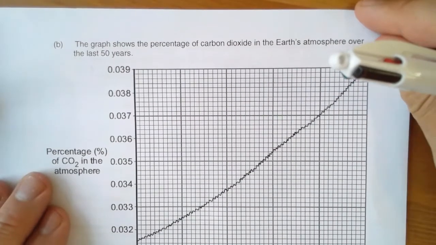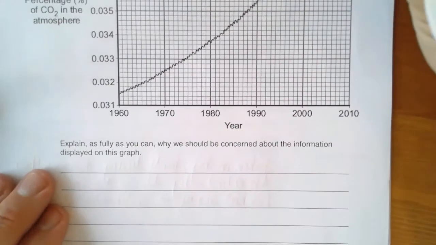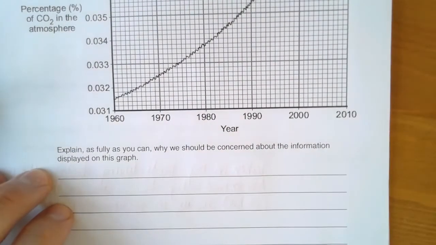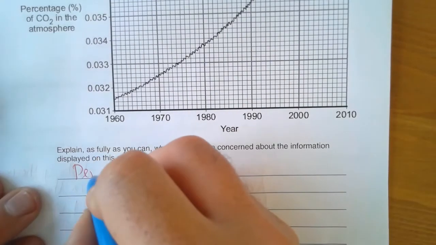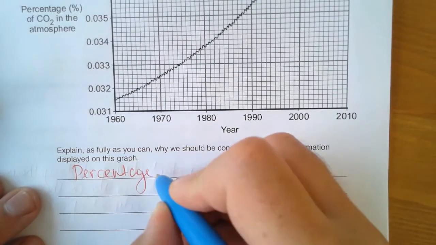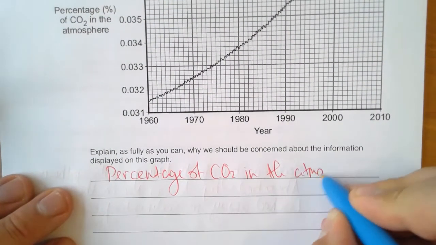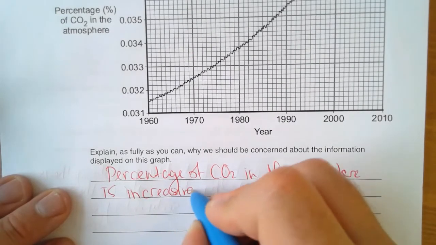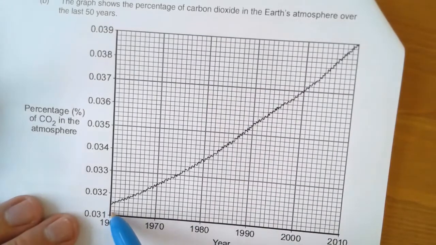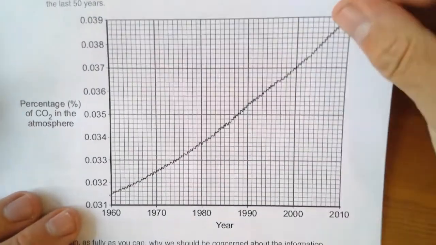Next we have a graph. This graph is showing the percentage of carbon dioxide in the Earth's atmosphere over the last 50 years. The question below asks us to explain as fully as we can why we should be concerned about the information displayed on this graph. So the most worrying thing is the percentage of CO2 in the atmosphere is increasing, it's going up. So it starts around 0.315 and it's steadily been increasing over the last 50 years shown in this graph.